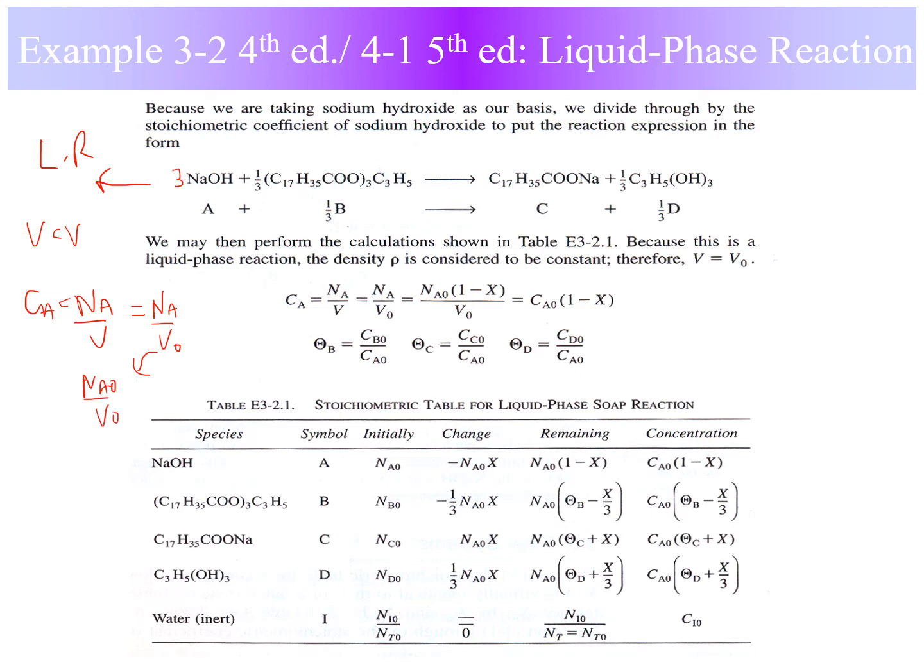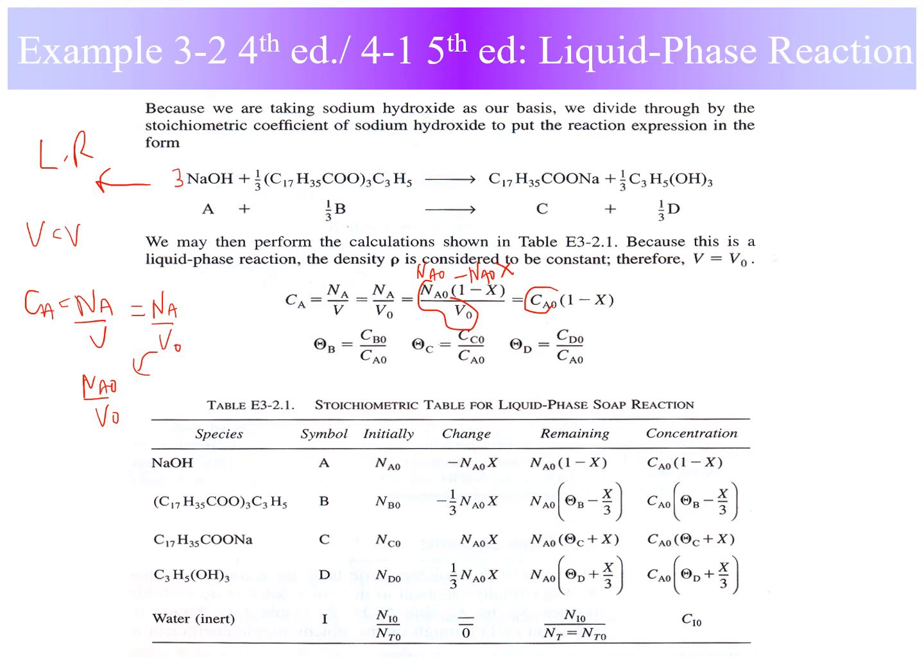Okay, so this one, what is Na? It is Na naught times 1 minus X over V naught. Okay, ni yang the one yang buat lah, minus Na naught X. So you will be able to get Ca naught times 1 minus X. And don't forget the theta B, theta C and theta D.